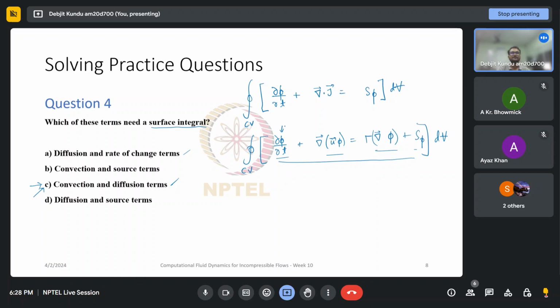This is the rate of change term for the purpose of naming. This is the convective term. This is the diffusive term. And this is the source term. Which one is it? Option A, B, C, or D? We have two responses in favor of option C. Let's hear from others.